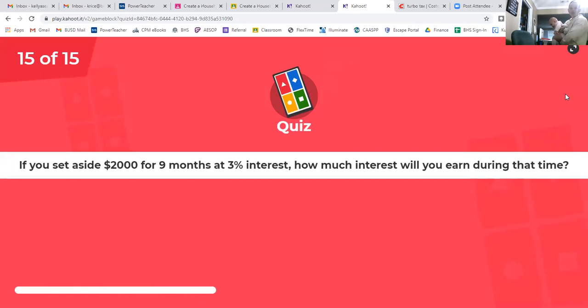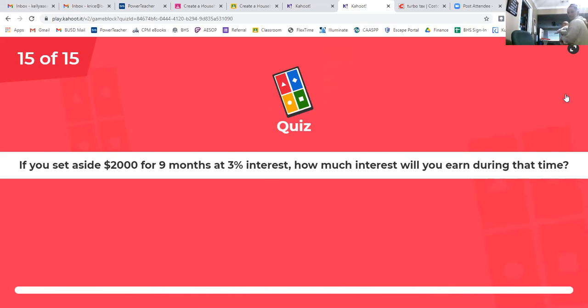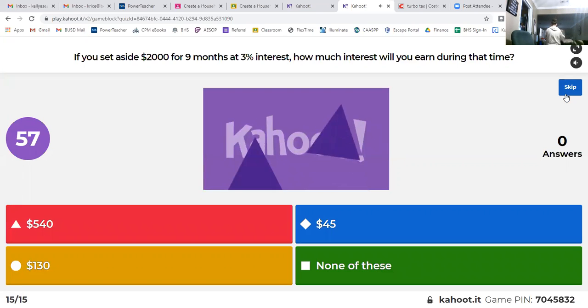So last one, another one of those. You set aside $2,000 for 9 months at 3% interest. How much will you earn during that time? Notice it says 9 months, not 9 years.